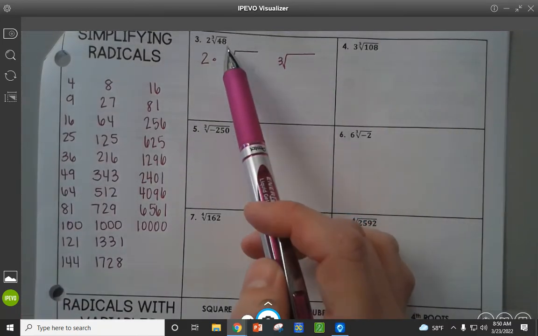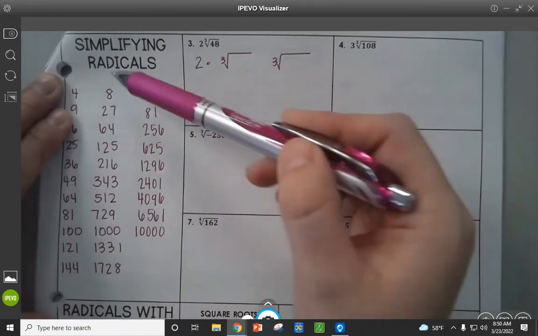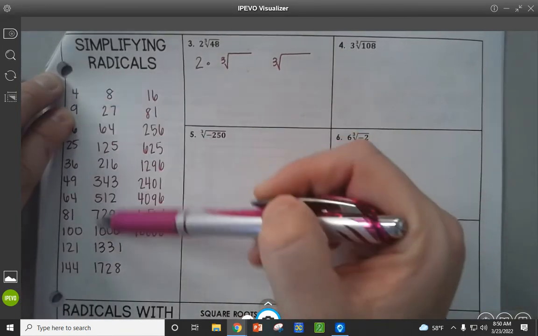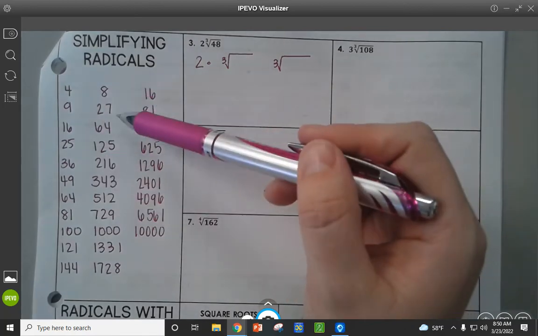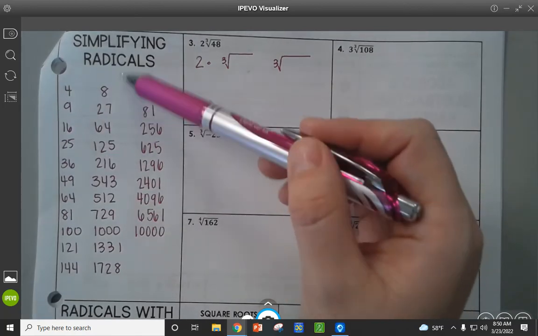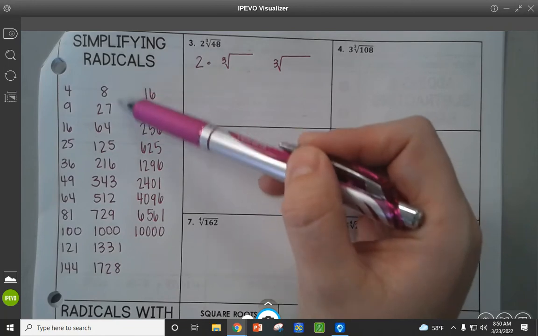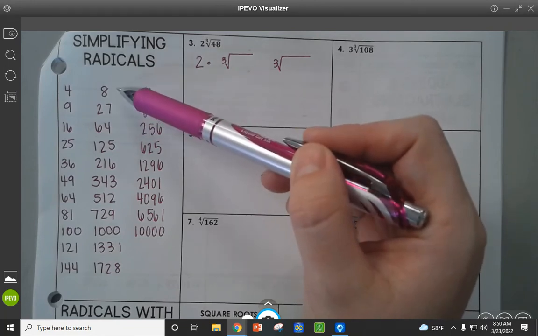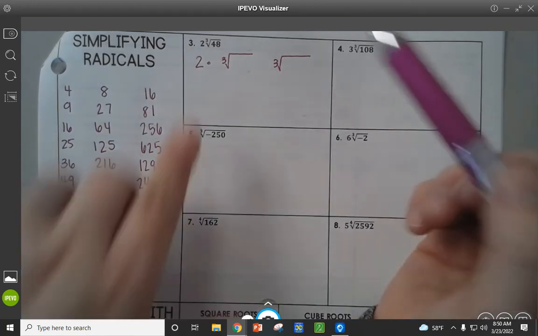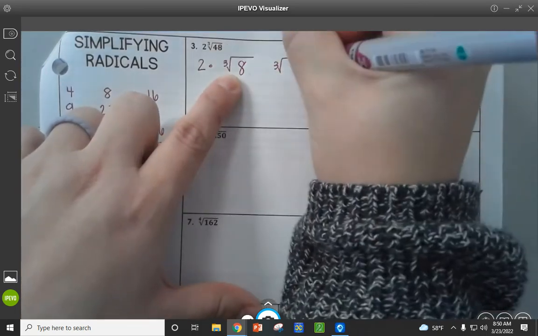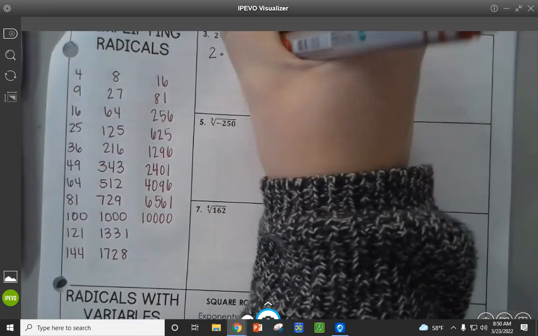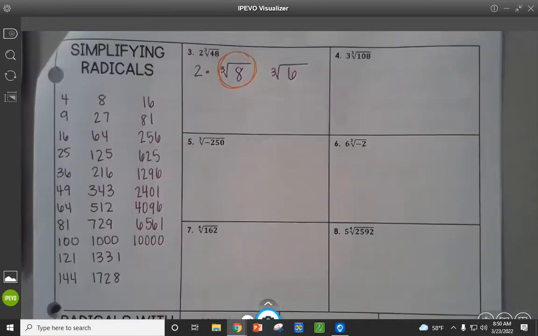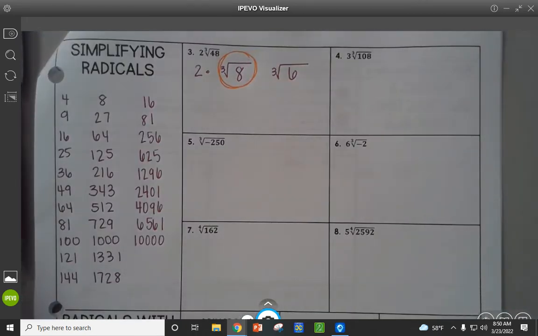So 48, this is cube roots. So I'm dividing by these numbers here in the middle. These are perfect cubes. So, I mean, it would have to be either 27 or 8. Does 27 go into 48? No. So only 8 does. So 48 is 8 times what? 6. And so this is the perfect cube. So I'm going to circle that to make it obvious.